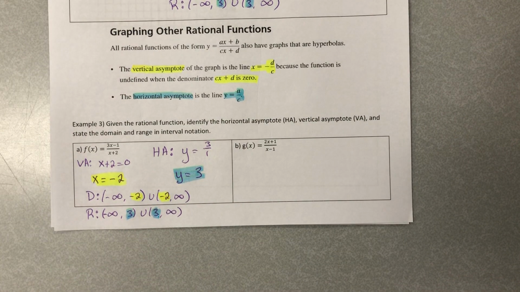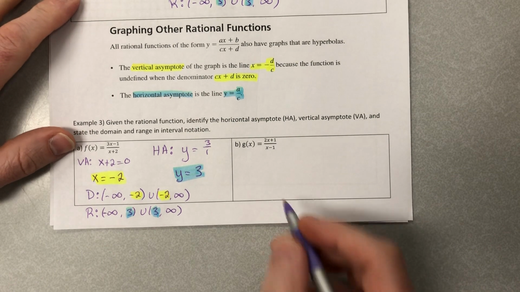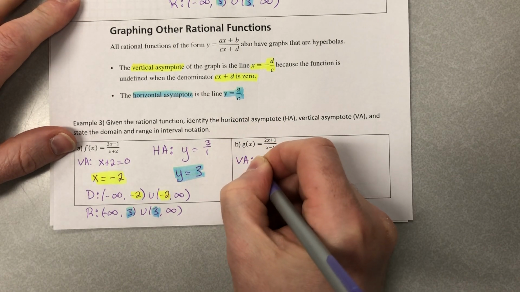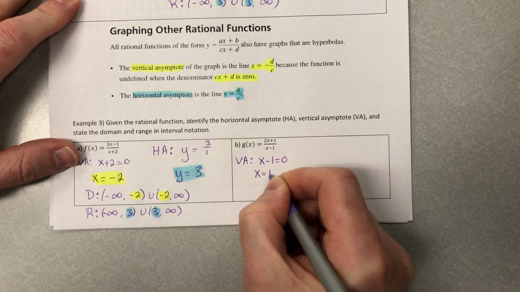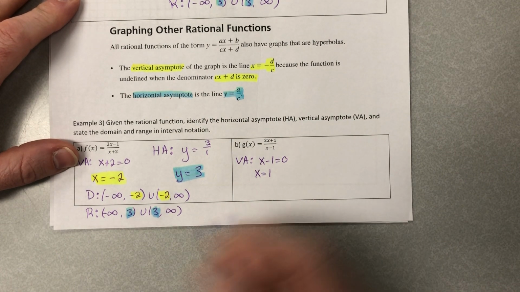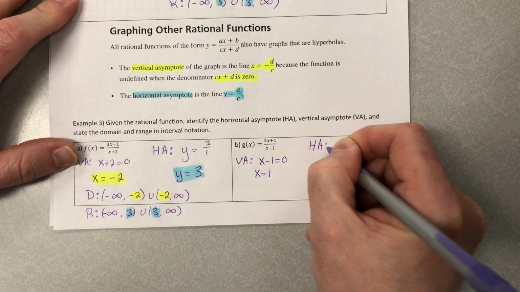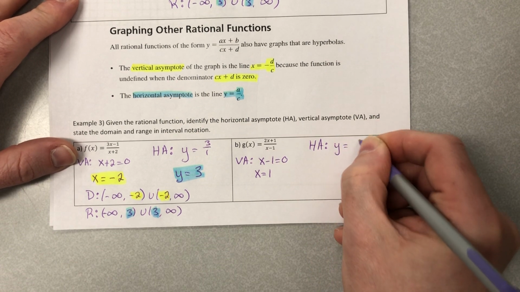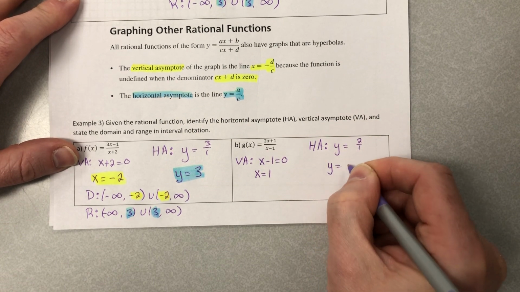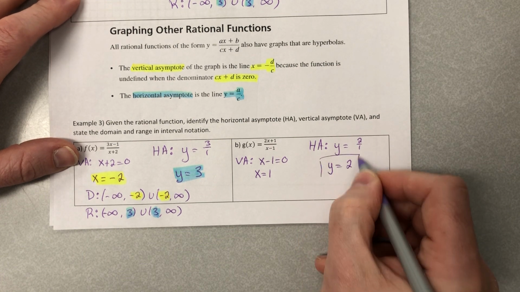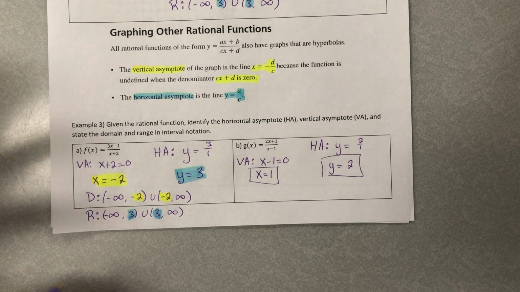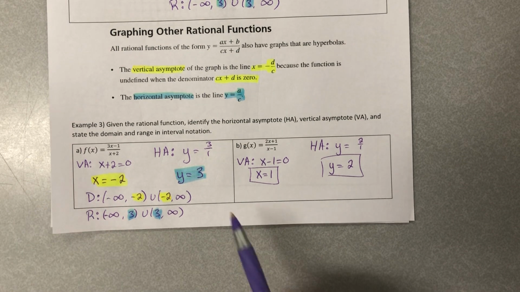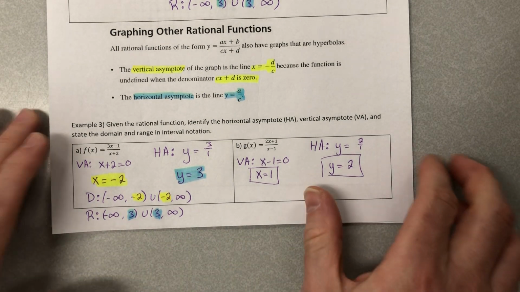Okay. All right, for example B, same thing. To get the vertical asymptote, we set the denominator equal to 0, which gives us 1. To get our horizontal asymptote would be y equals 2 over 1, which would be y equals 2. So there's our horizontal and vertical asymptotes. The domain and range, I'm not worried about this one because we'll practice some more on the next page.